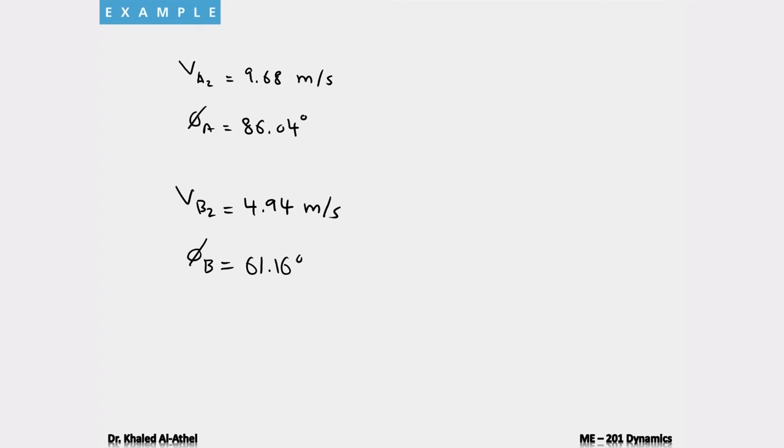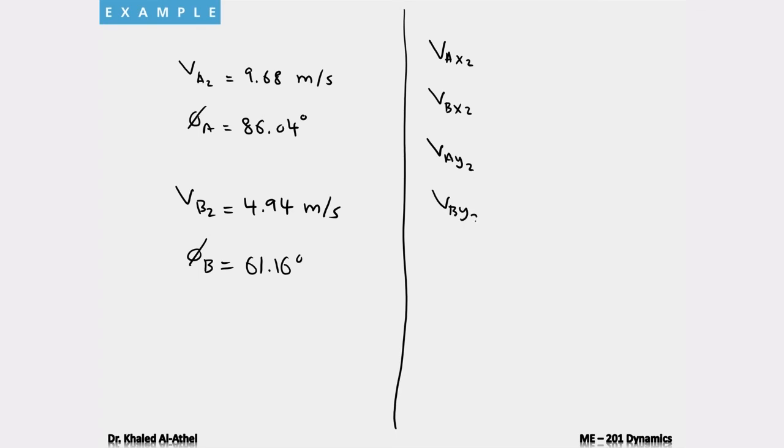Now, I would recommend that you repeat this problem, but instead of using these 4 unknowns, solve it for VAx2, VBx2, VAy2 and VBy2, just to get a different feeling of how to deal with these unknowns and how to solve the problem. With this, I conclude the modules for central and oblique impact.